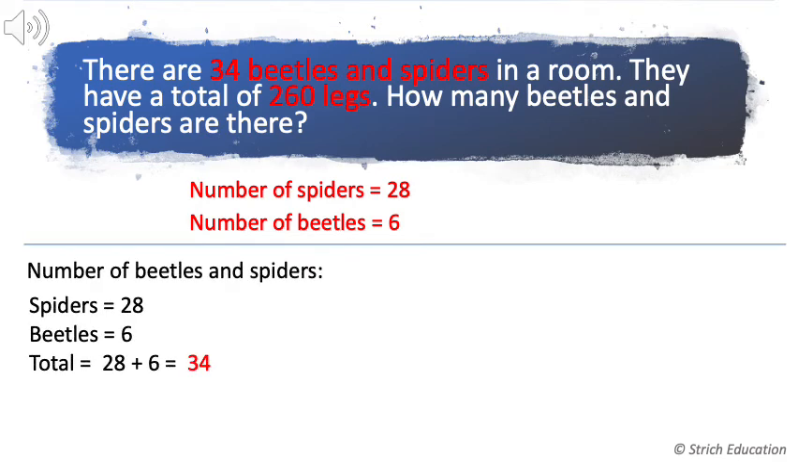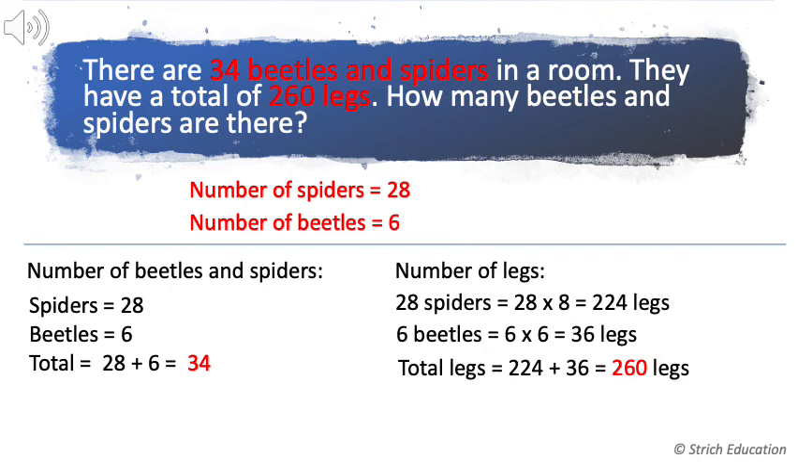That is correct. Then, let us find the total number of legs. 28 spiders have 224 legs, 6 beetles have 36 legs. 224 and 36 gives us 260 legs. That is also correct.